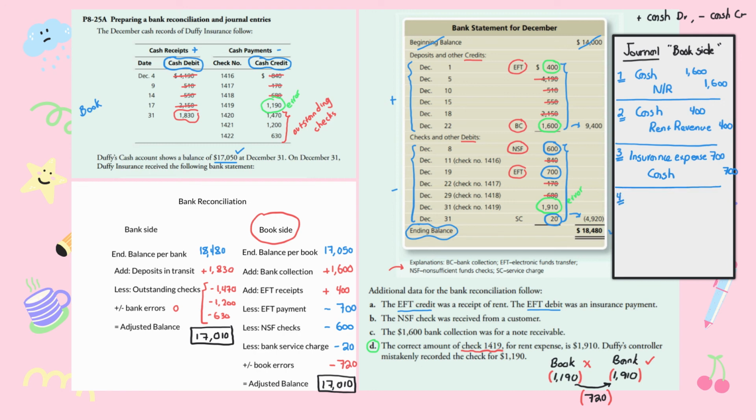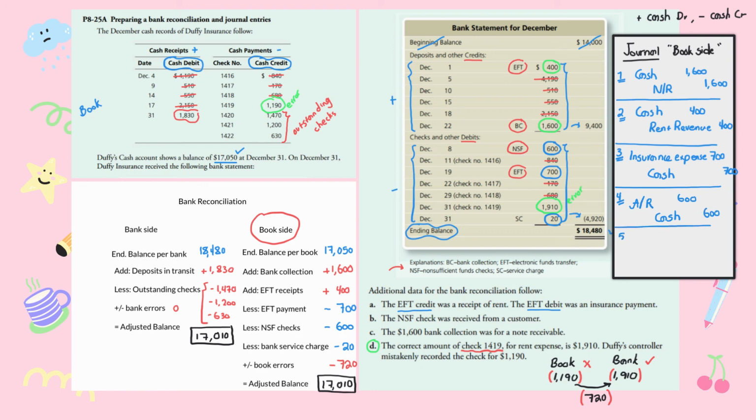The fourth adjustment was for non-sufficient fund checks. Okay, $600 NSF. So B, the non-sufficient fund check was received from a customer. So he gave me a non-sufficient fund check. So it's a minus, so cash will be on the credit side. Will I forgive this customer or is he going to pay it later? I'm going to receive it back later from this customer. So it's going to be accounts receivable, and the amount is 600 debit, 600 credit.